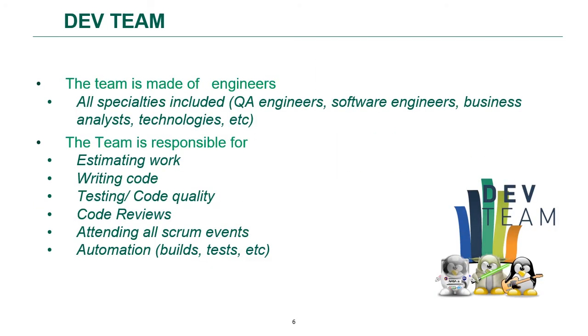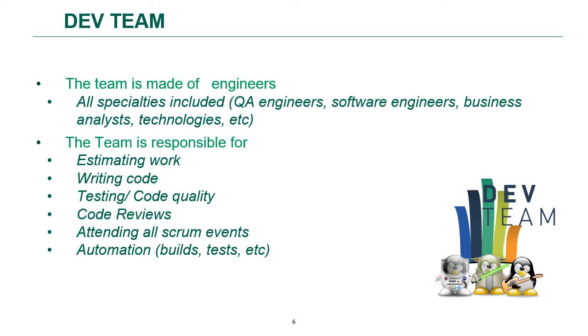So the dev team is made of the engineers with all the specialities included. There may be QA engineers, software engineers, the BAs and the technology persons, right? And the team is, as we already covered, responsible for estimating the work, writing the code, doing the testing and maintaining the code quality, and for doing the code reviews, attending all the Scrum events like sprint planning, retrospective, grooming, and DSM meetings. Then for managing the automation of your builds or your test cases, right?